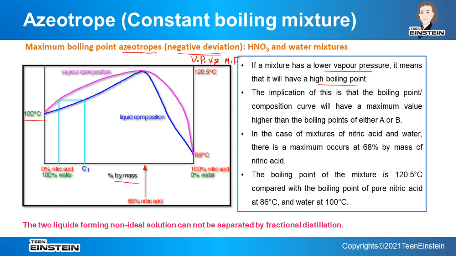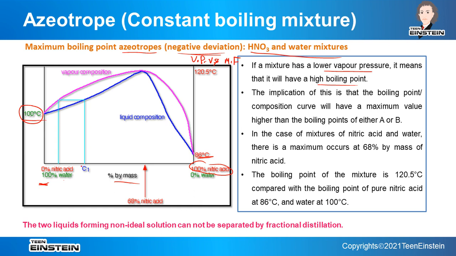So this graph you can see, it is just opposite to what we have seen in the previous slide. Fine. So here the example that we have taken is the mixture of HNO3 and water, nitric acid and water. So in the left hand side we have 100% water, that is pure water, temperature 100 degrees centigrade, and in the right hand side we have 100% nitric acid having boiling point 86 degrees centigrade.